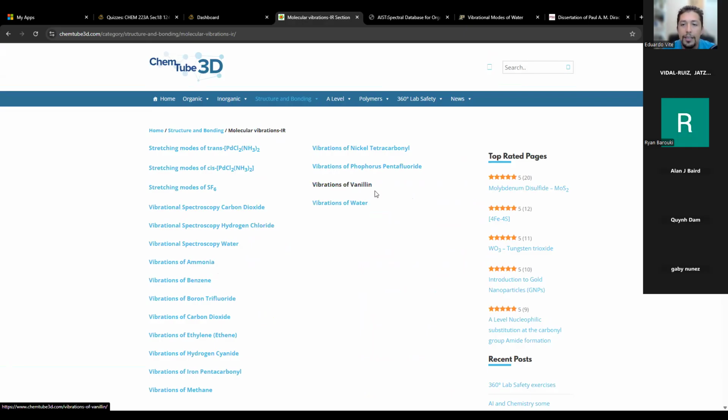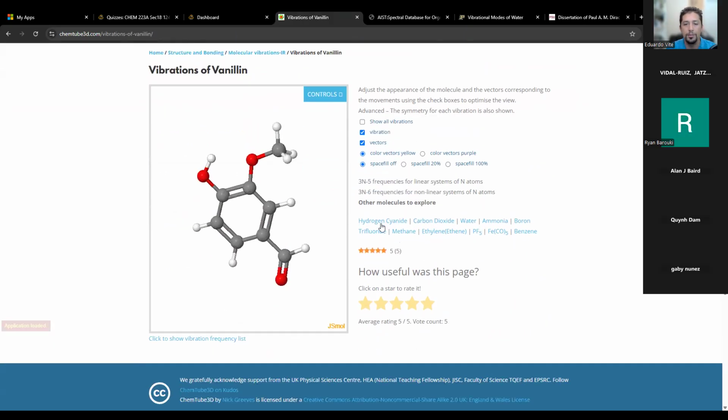We're gonna look at vanillin because we're actually gonna work with vanillin, I believe, for lab 6. Lab 6, maybe lab 5, I'm not sure. But we're gonna be working with vanillin pretty soon. This is the molecule that gives vanilla its flavor, its smell. So when you smell vanilla, this is what's going into your nose right here.